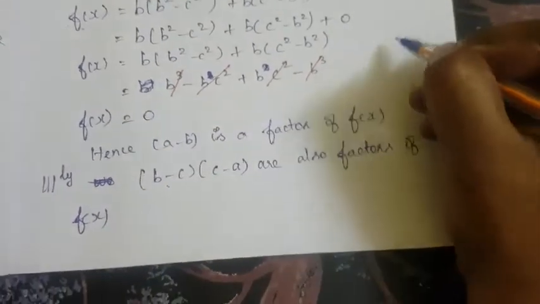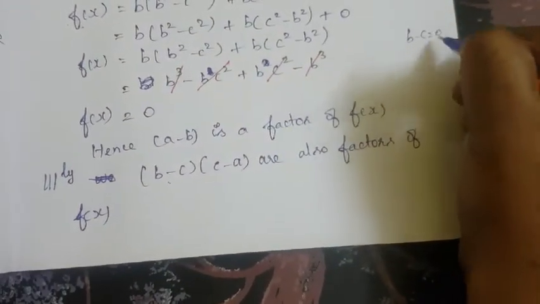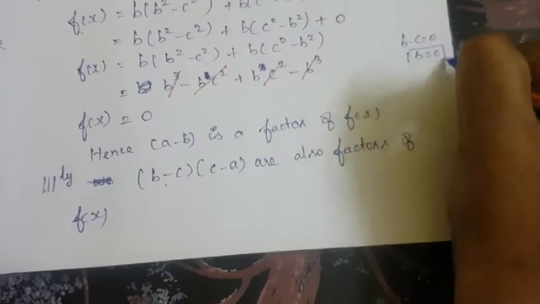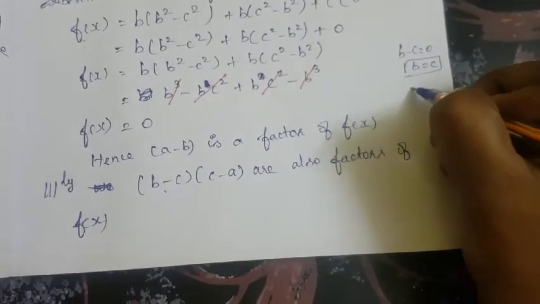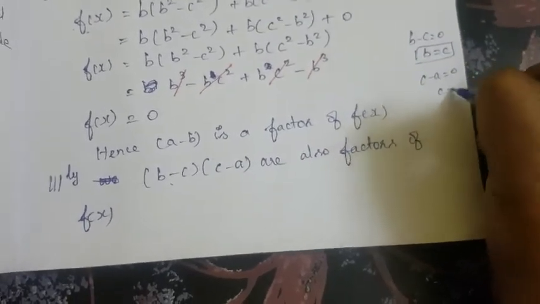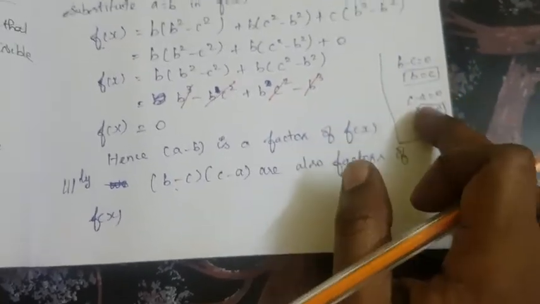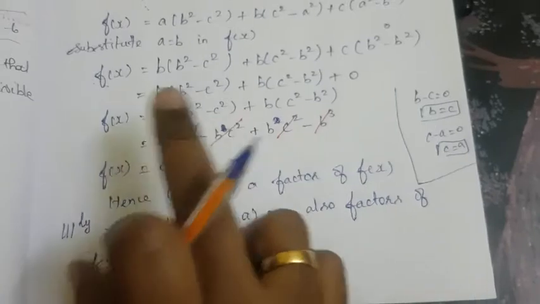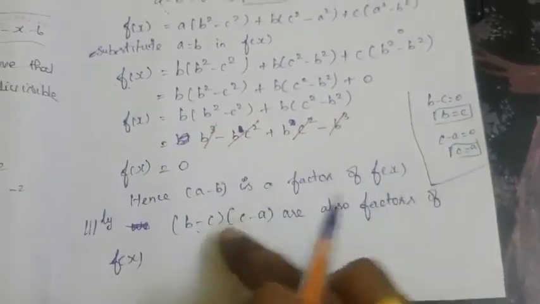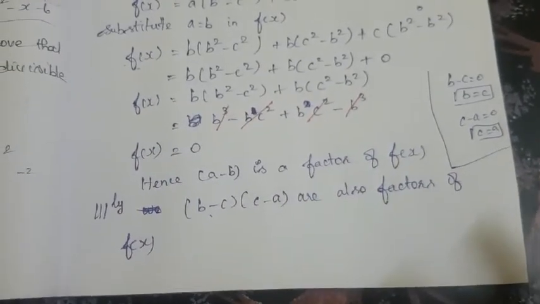because if you take b minus c is equal to 0, then the b value will be c. So this we have to apply. Then if you take c minus a is equal to 0, then the c value will be a. So if you substitute these two like this, definitely you will get the value 0. So those also will become the factors of f of x.